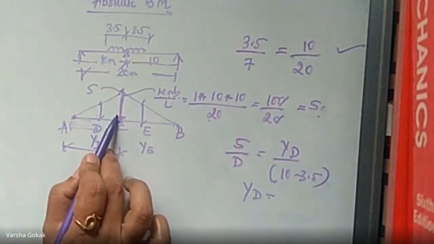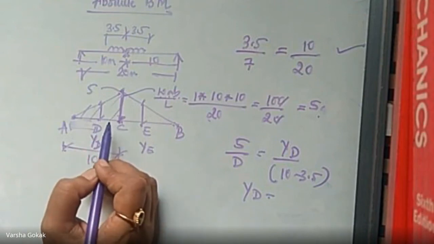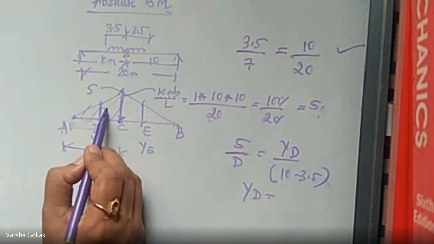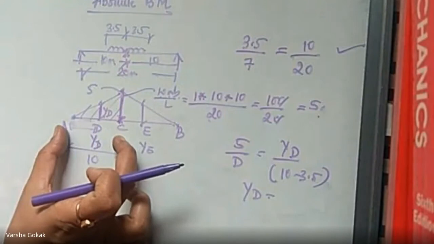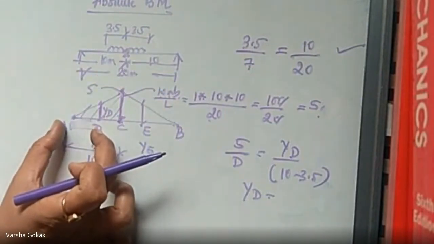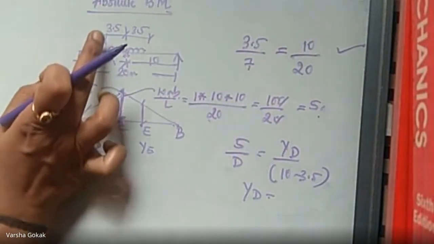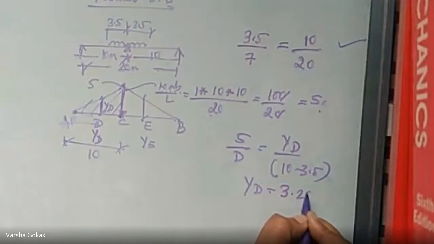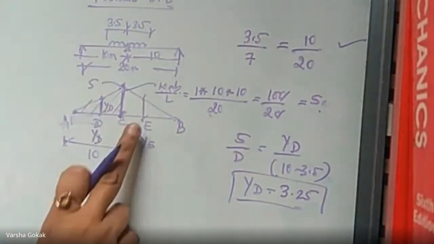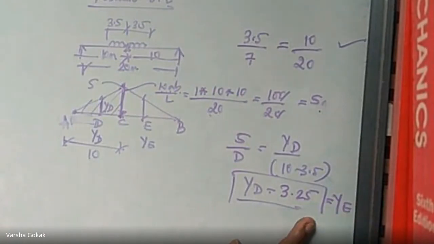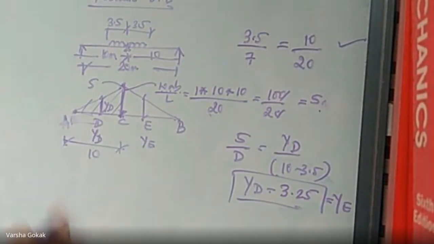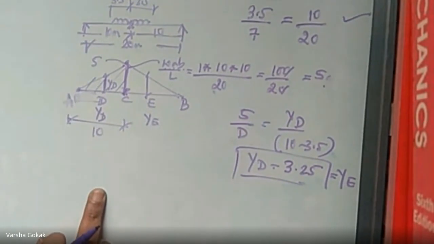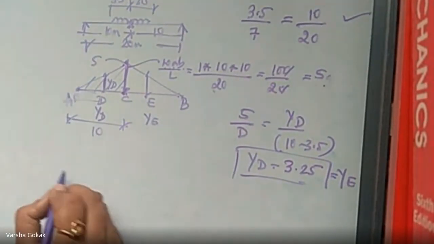Now I'll use this similar triangle. This is YD. So 5 divided by 10 will be equal to YD divided by this distance. This distance is 10 minus 3.5. So what is the value of YD here? 3.25. Correct. And your YE also is going to be 3.25 because it is a symmetrical beam now. Because at the center I have placed it, no? So it is symmetrical.